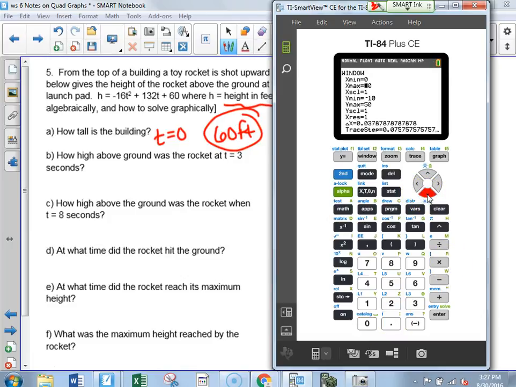The y value stands for what in this example? The height. So the y min, you could do 0 for the minimum, right? You could leave it negative 10, I really don't care, but the height of the rocket isn't going to be negative unless it burrows under the ground, right? The maximum, well, it started at what? 60, so it's got to go up really high. I'm going to put in 300 and see if that's high enough or not.